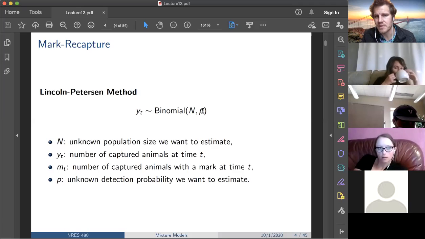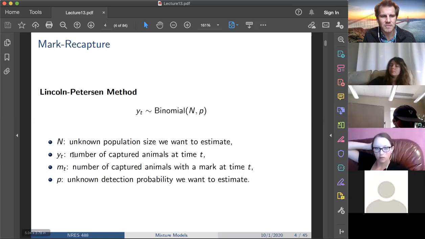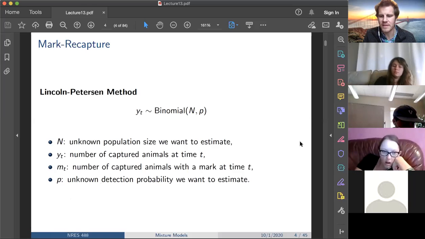So what's the capture probability P of an individual animal? N is the unknown population size, and that's what we want to get at. Y of t is how many we capture in time t. Remember, we have 2 sampling events for the basic Lincoln-Peterson estimate, t equals 1 and t equals 2. M of t isn't shown in this model here, but it's how we estimate P and therefore N. That's the number of captures in the second attempt that has a mark on it. And then P is the unknown detection probability we want to estimate. So we want to estimate both N and P in our simple Lincoln-Peterson method.